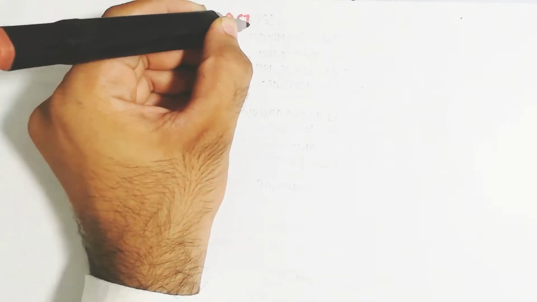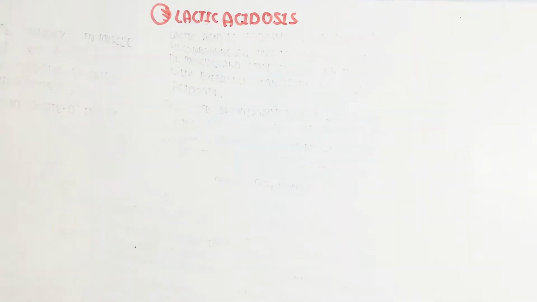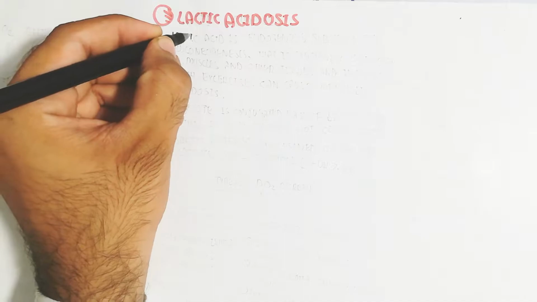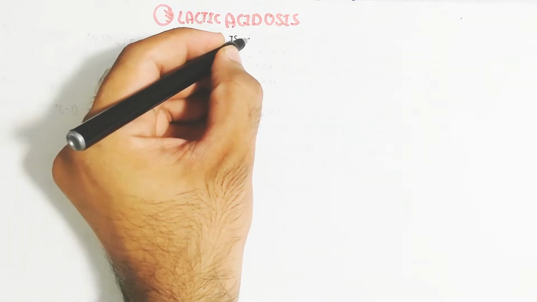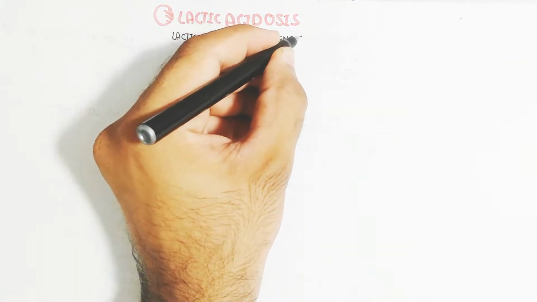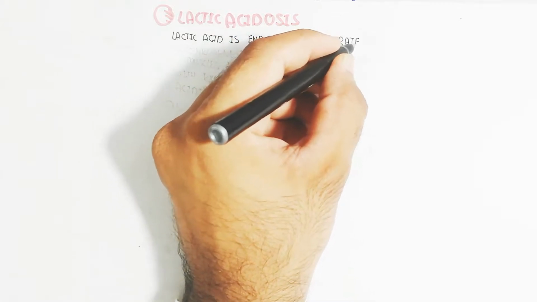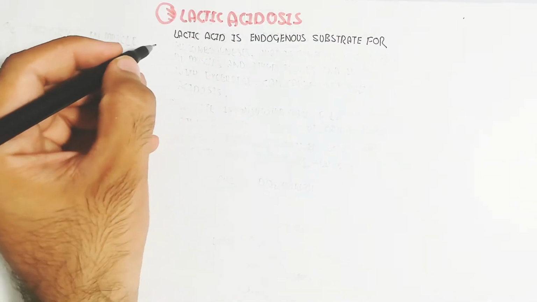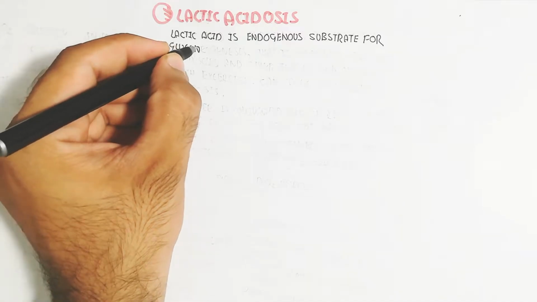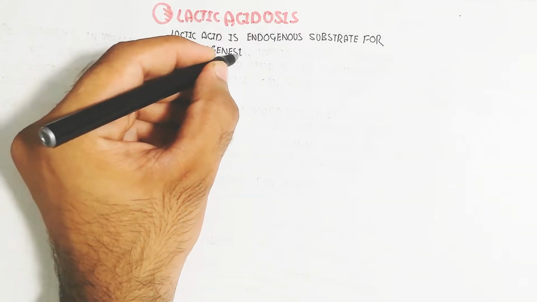Hello, in this video we will discuss lactic acidosis. And what is this? This is basically a disease, not severe. Sometimes it can be severe, but it can clear and the person returns to a normal condition. So lactic acid is an endogenous substrate for gluconeogenesis.